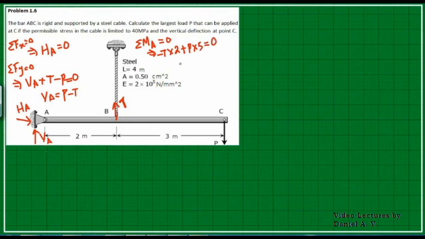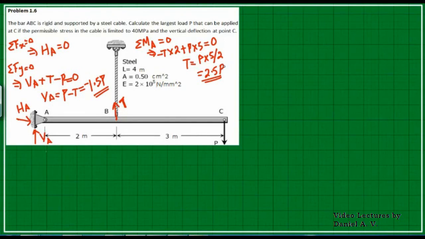From this equation, we can get the value of T. T is equal to P into 5 by 2, which is 2.5 P. I got the value of T in terms of P by using the first principle, or the equations of equilibrium. So what will be the value of VA? VA is going to be P minus T. P is P itself, T is 2.5 P, which means I'm going to get the value as minus 1.5 P. The minus indicates that this reaction is actually downward. I assumed it upward and I got a negative value, which means this is actually a downward reaction. So I have the force in the cable in terms of P.